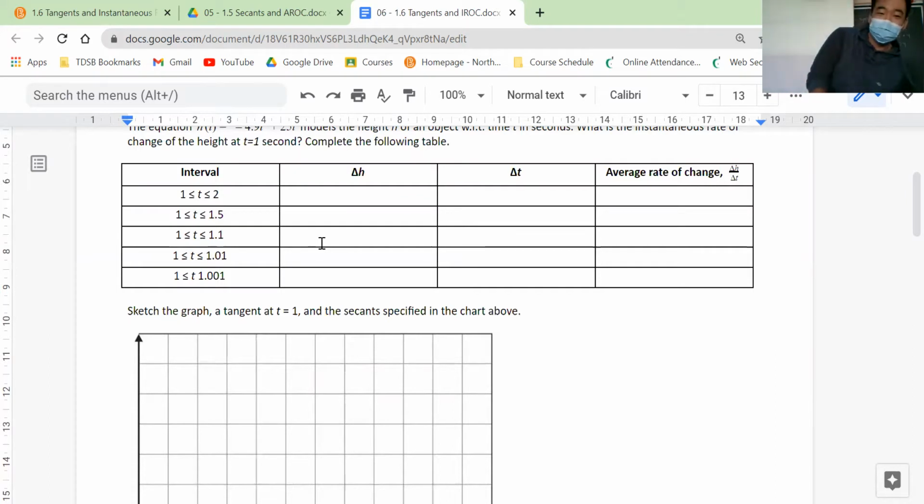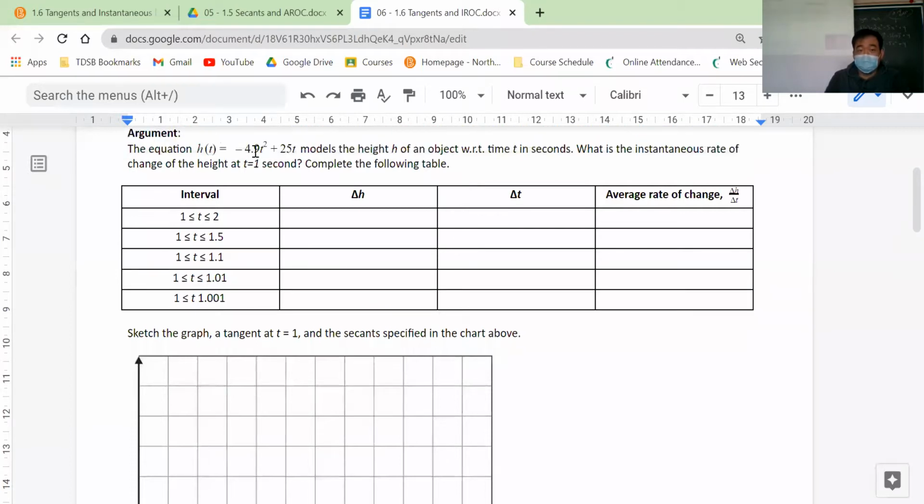All right, I'll do a couple. So again, assuming that we don't know what instantaneous rate of change, or in this case, IROC, is going to be, let's use our knowledge of just average rate of change for each one. I give you an equation up here, negative 4.9 t squared plus 25t. You might want to use a calculator, but what's the change in time? Well, it's going to be 1 second. What's the change in height?